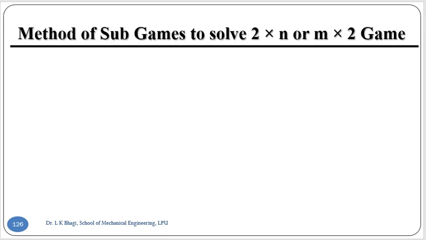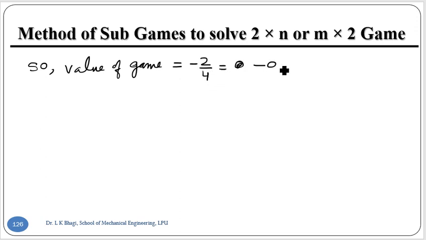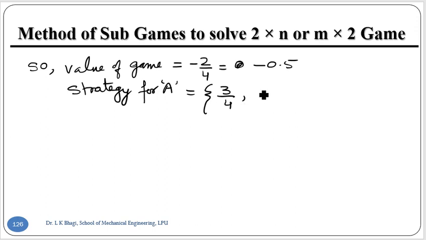So over here now I can write, show the value of the game. The value of the game is equal to minus 2 by 4, or we can write minus 0.5. Okay, and the strategy for A will be 3 by 4 and 1 by 4.